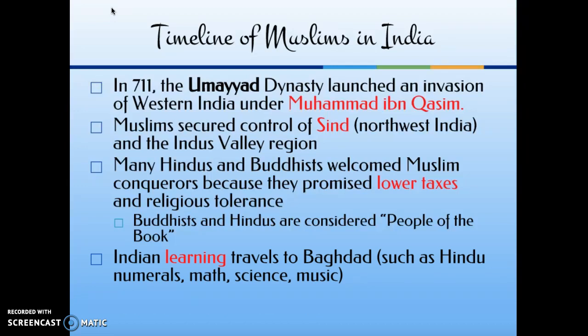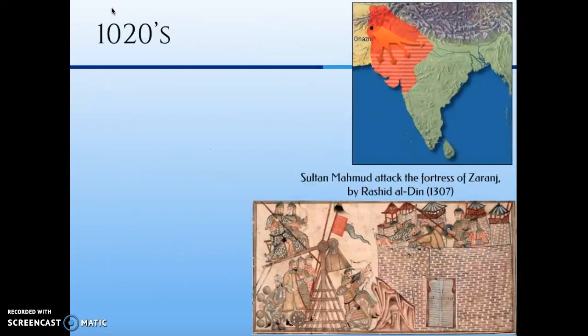And we start to see, of course, Indian learning traveling to Baghdad. Their Hindu numerals, Europeans will call Arabic numerals. Some of their math and science and music ideas filter in, and then the Arabs will also make some further advancements on this knowledge.